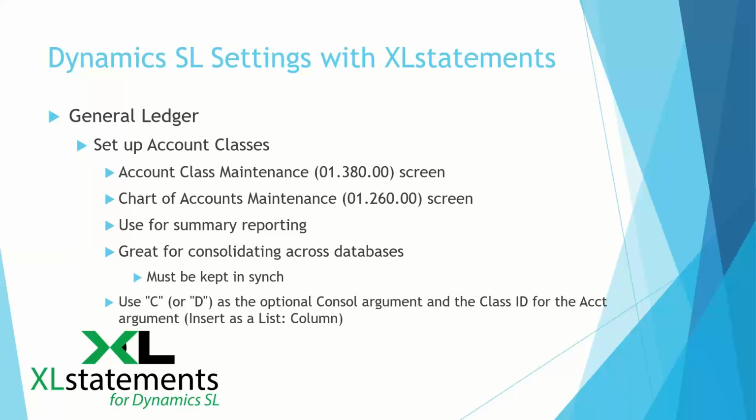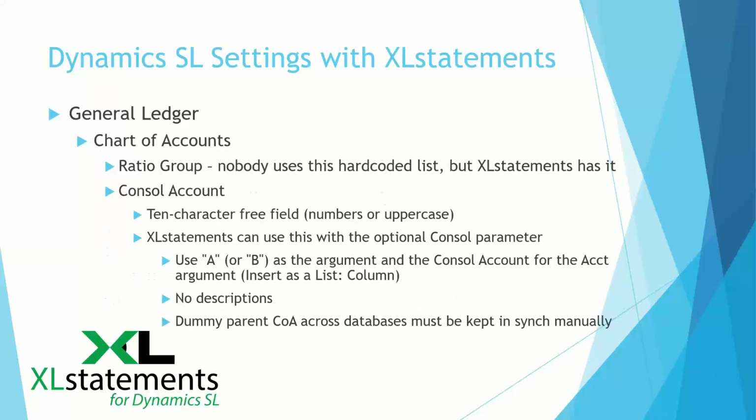And so the way you use those, and I think most of you have probably seen this, the third optional argument of C is saying, for the account argument, use account class as opposed to account. And so you'd put a C in for that third optional parameter. And D means use account classes, but use consolidation subaccounts. So we have to give you those combinations.